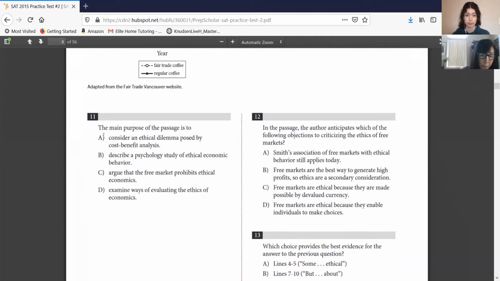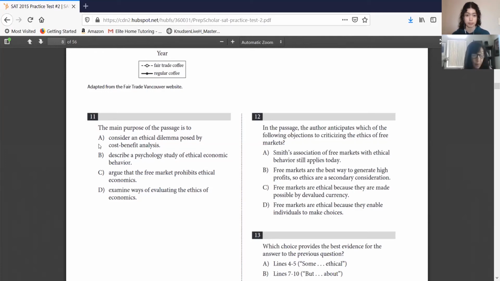The main purpose of the passage is to, okay, so now I'm going to have read all the other questions first, but we're not reading the passage together. And then I'm going to get to this question. Notice the answer choices. Consider an ethical dilemma posed by cost-benefit analysis. Describing, so that's a description of a psychology study. Argue something, okay, is there an argument? And then finally examine ways of evaluating the ethics of economics.